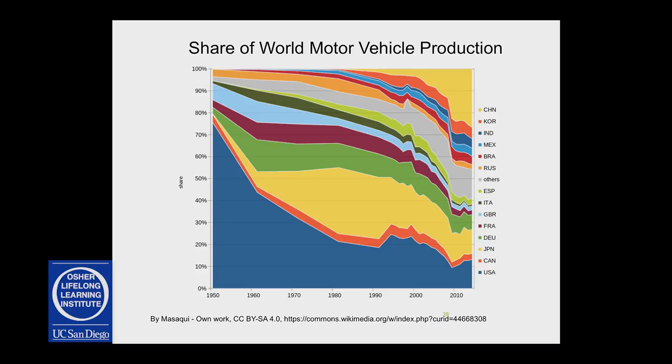Then we start getting some others, and notice the yellowish area at the top. Anybody guess what that is? China, yes. China is now growing much more in terms of world motor vehicle production. And the U.S. is only at maybe 14% of all vehicles. So this is what I'm saying: the U.S. had sort of a monopoly, not quite, but had a lot of what we call market power worldwide in motor vehicles in the 50s and the 60s.